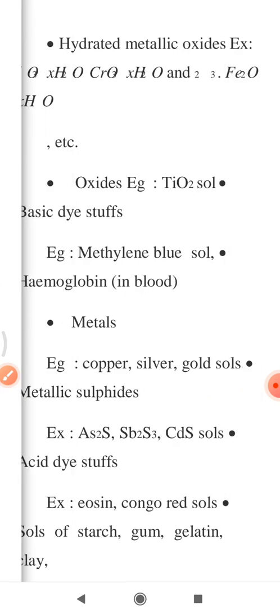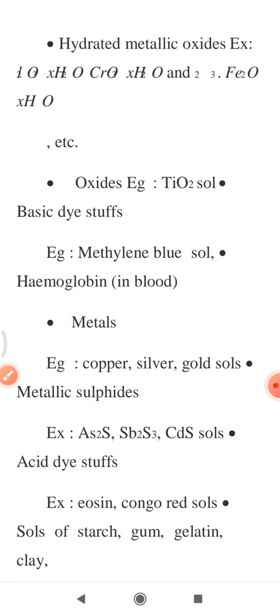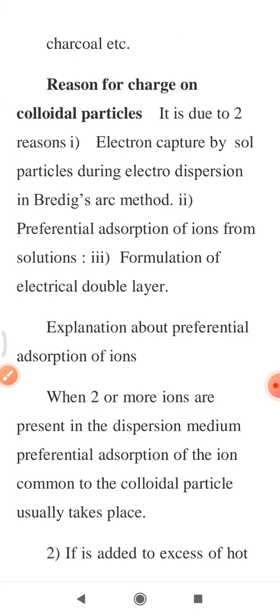So, positively charged sol and negatively charged sol. Examples, we can write many examples. Hydrated metal oxides, methylene blue, hemoglobin, all these are examples of positively charged sols. Whereas metals like copper and silver, metallic sulfides, or starch and gum, all these are examples of negatively charged sols. Next, what is the reason for the charge on the colloidal particle?